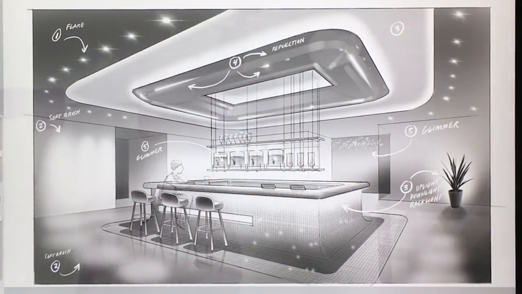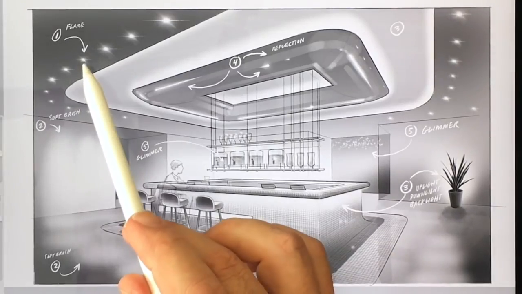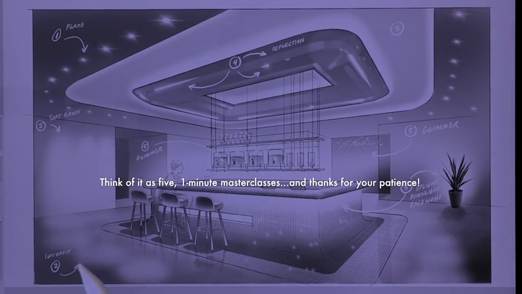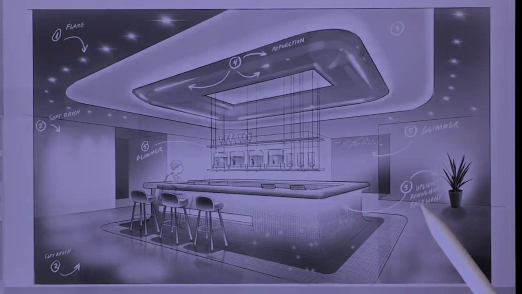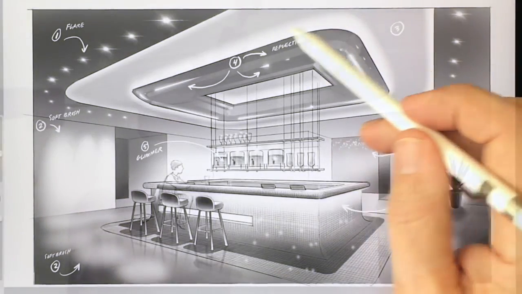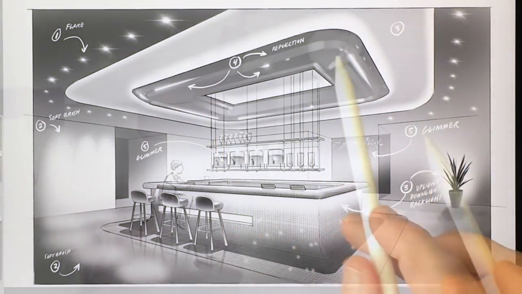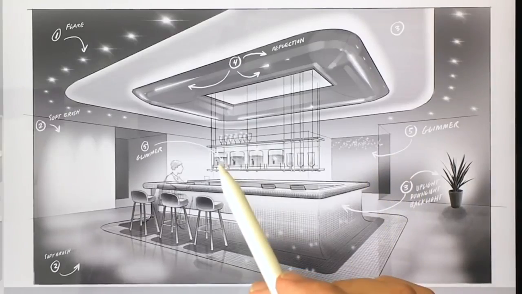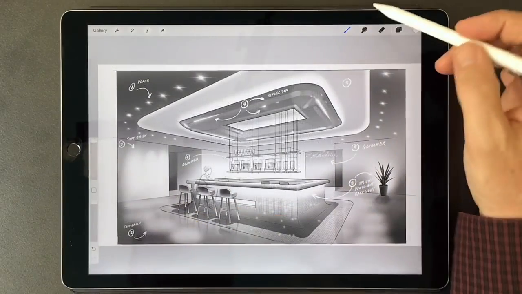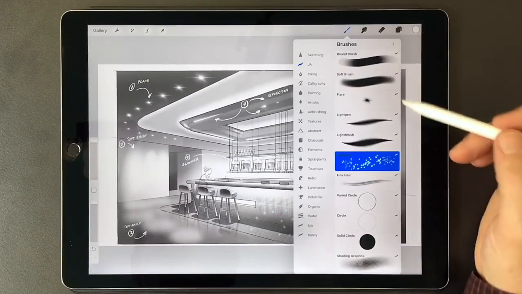Get ready to learn how to create realistic lighting effects that will take your interior, exterior, and elevation renderings to the next level. Today I'm going to show you 5 simple lighting effects that I use all the time in my Procreate sketches: the flare, the soft brush technique, the uplight or downlight or backlight technique, the reflection, and the glimmer effect. And all of these are done very easily using 5 Procreate brushes.